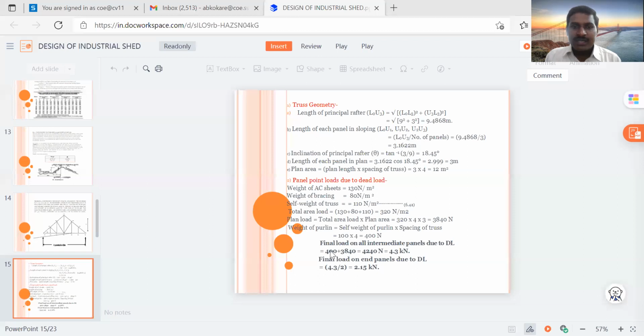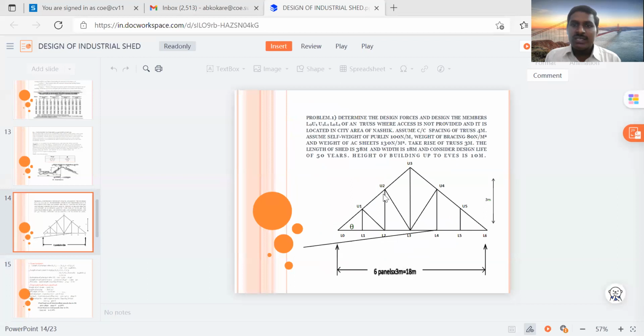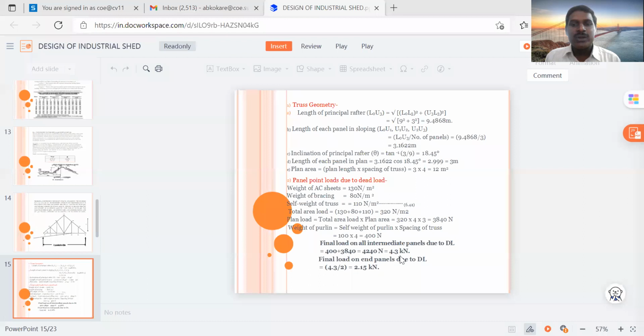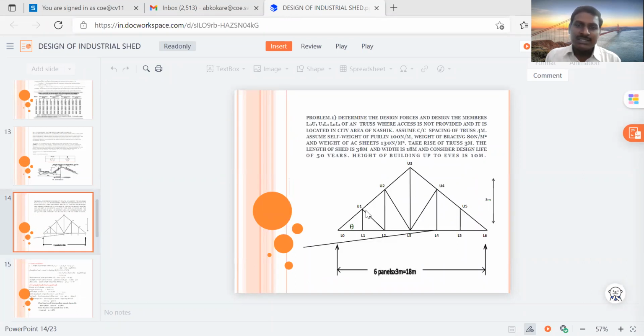So here the final load on all the intermediate panels, it means U1, U2, U4, U5, these are the intermediate panels. So there is a 4.3 kilonewton load, and for the final end panel point we have to divide this load, 4.3 divided by 2, 2.15. It means whatever load comes on U1, exactly half load will be carried on the L0, and whatever load comes on the U2, exactly half load will be carried on the U3 panel point.